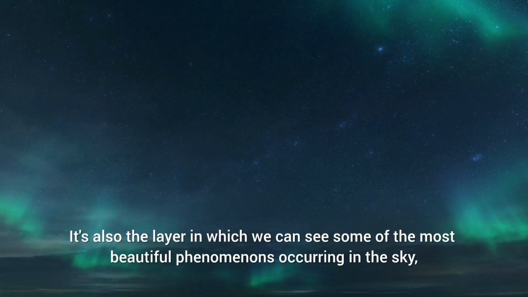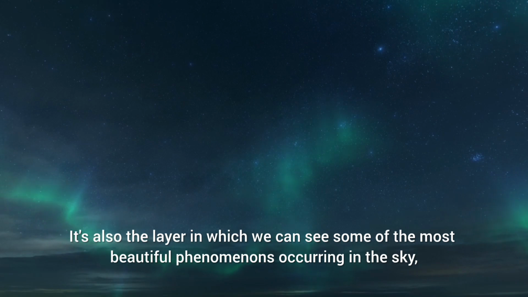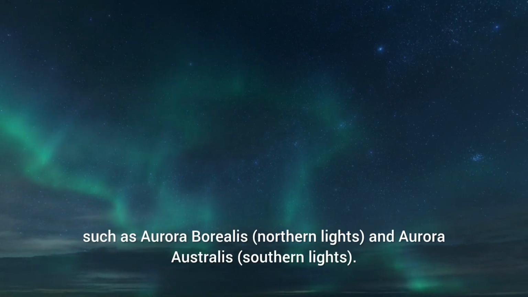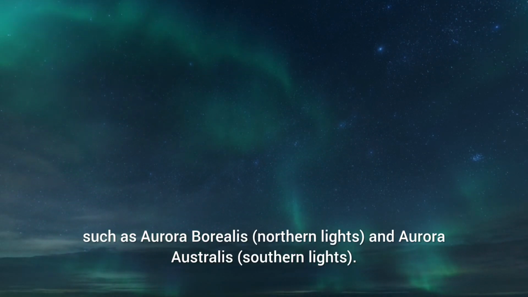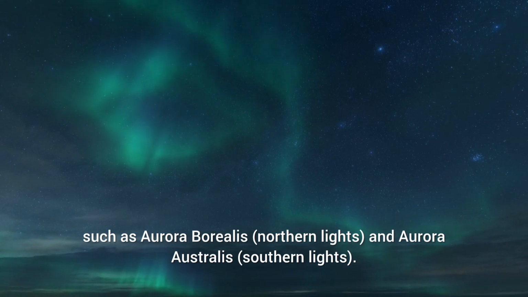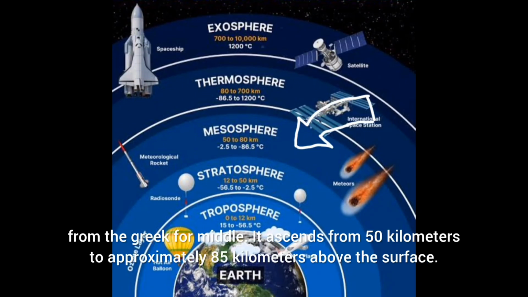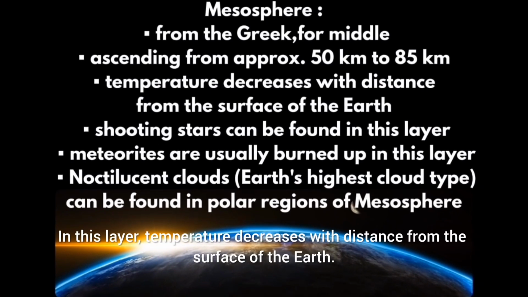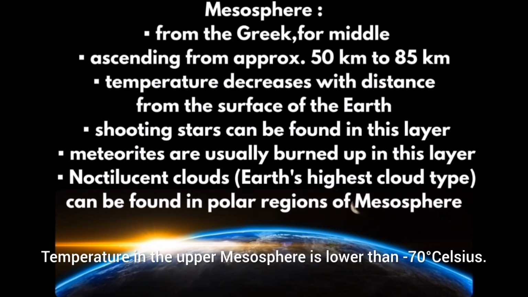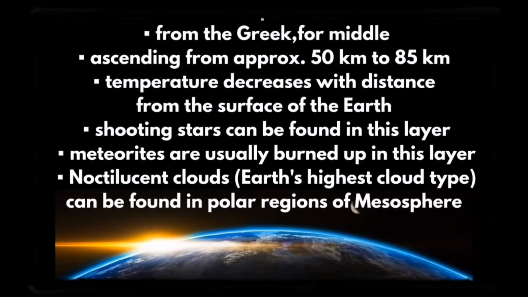It's also the layer in which we can see some of the most beautiful phenomenons occurring in the sky, such as aurora borealis, northern lights, and aurora australis, southern lights. Beneath the thermosphere is the mesosphere, from the Greek for middle. It ascends from 50 kilometers to approximately 85 kilometers above the surface. In this layer, temperature decreases with distance from the surface of the Earth. Temperature in the upper mesosphere is lower than 70 degrees Celsius.